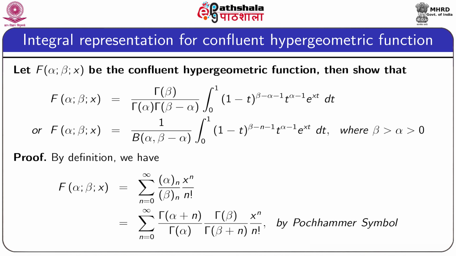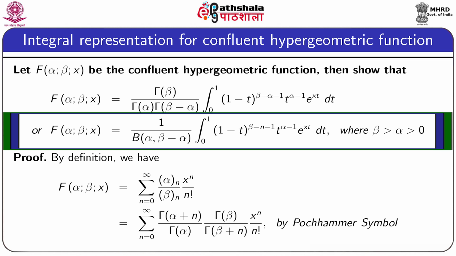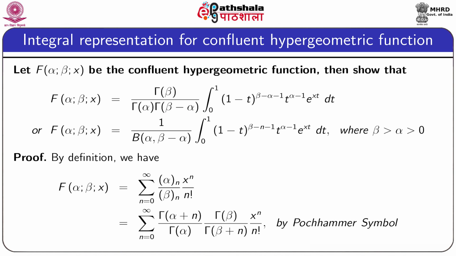This expression can be again written in the form F of alpha, beta, x is equal to 1 by beta function alpha into beta minus alpha, integration 0 to 1, (1 minus t) whole to the power beta minus alpha minus 1, t to the power alpha minus 1, e to the power xt dt, where beta is greater than alpha greater than 0. So, basically we have to prove any one of the expressions and the other will come automatically.